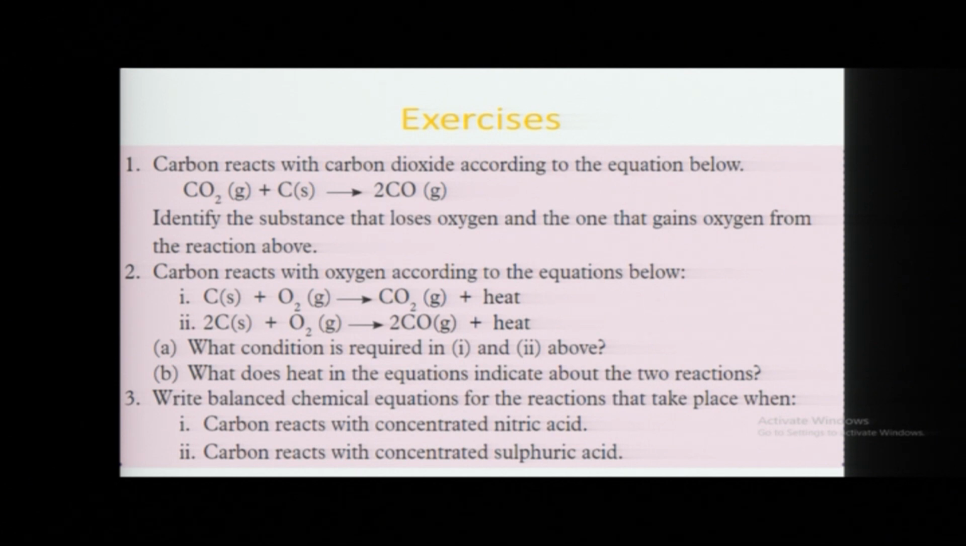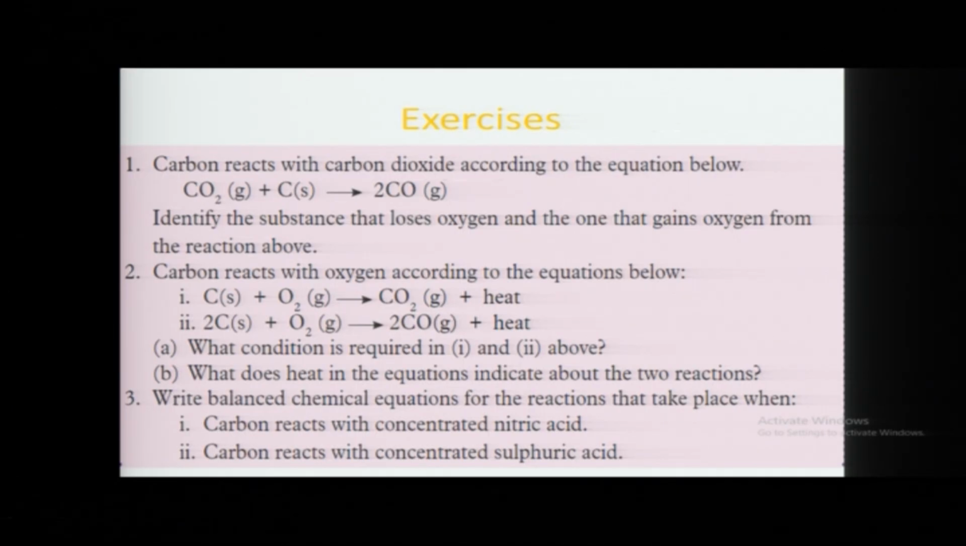So go back to the question. Carbon reacts with oxygen according to the equations below. These are the equations they are talking about. Those are two equations: the formation of carbon dioxide and the formation of carbon monoxide. So question 1, what condition is required in Roman 1 and Roman 2? We have talked about that. In other words, why is it that in the first equation we form carbon dioxide, and in the last equation we form carbon monoxide? I've talked about this several times. So what are those conditions that are needed?